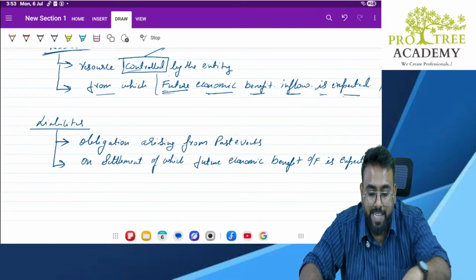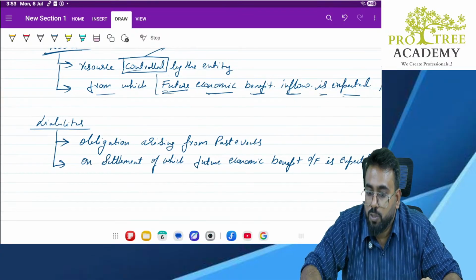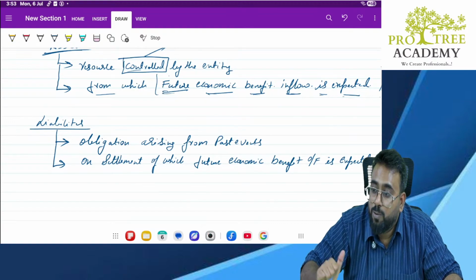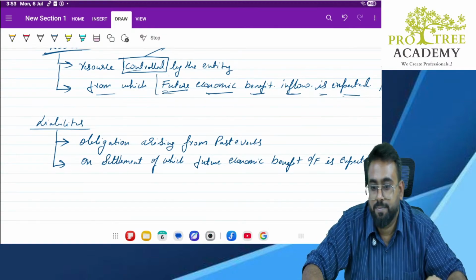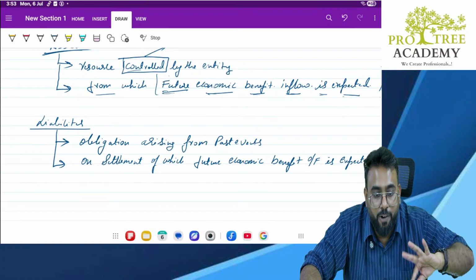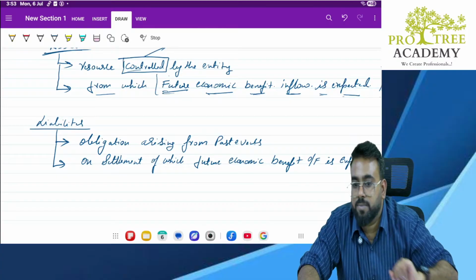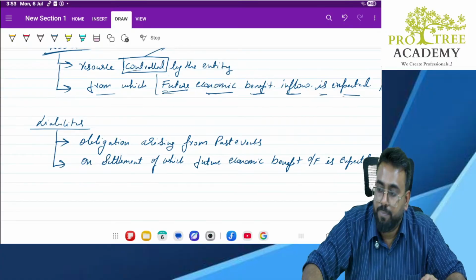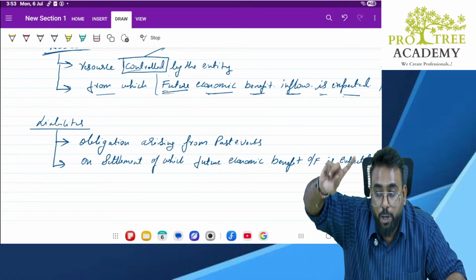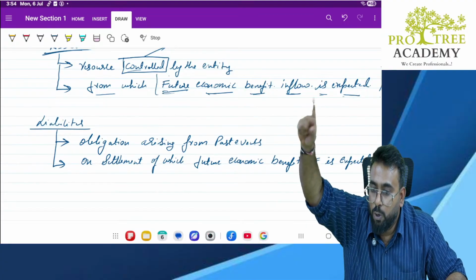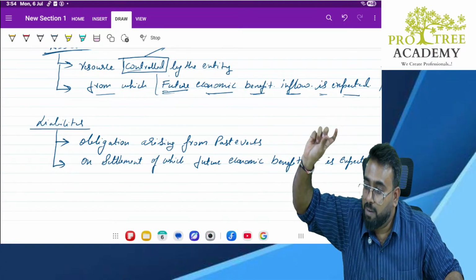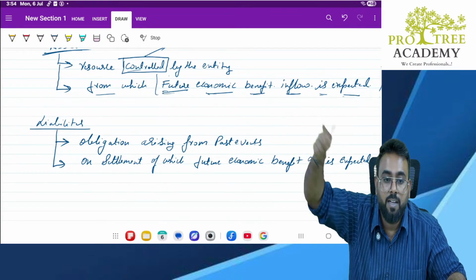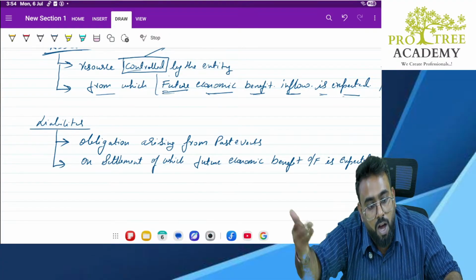Correct or no? The moment I accept those goods, it means what? I need to pay the money to him. So an obligation is coming up. Why is it coming? Because of a past event. What was the past event? I purchased the goods. If I would not have purchased the goods, the obligation would never have come. I purchased the goods on credit, the obligation came. What is the obligation? I need to pay him. Now, when I decide to pay him, that is nothing but settlement. When I decide to pay him, future economic benefit outflow is expected. What is the meaning of this? My cash will go out.